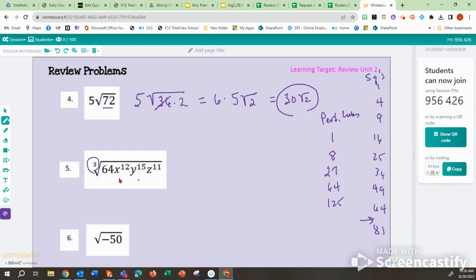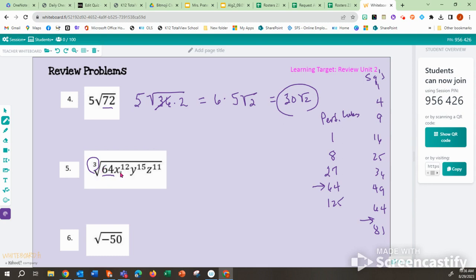All right, so I'm looking at 64. It's under a cube root. Is it a perfect cube? Yes, it is. It's also a perfect square, so that's why your brain's going to go, oh, the cube root of 64 is 8 because 8 times 8 is 64. No, the square root of 64 is 8. This is asking you for the cube root.